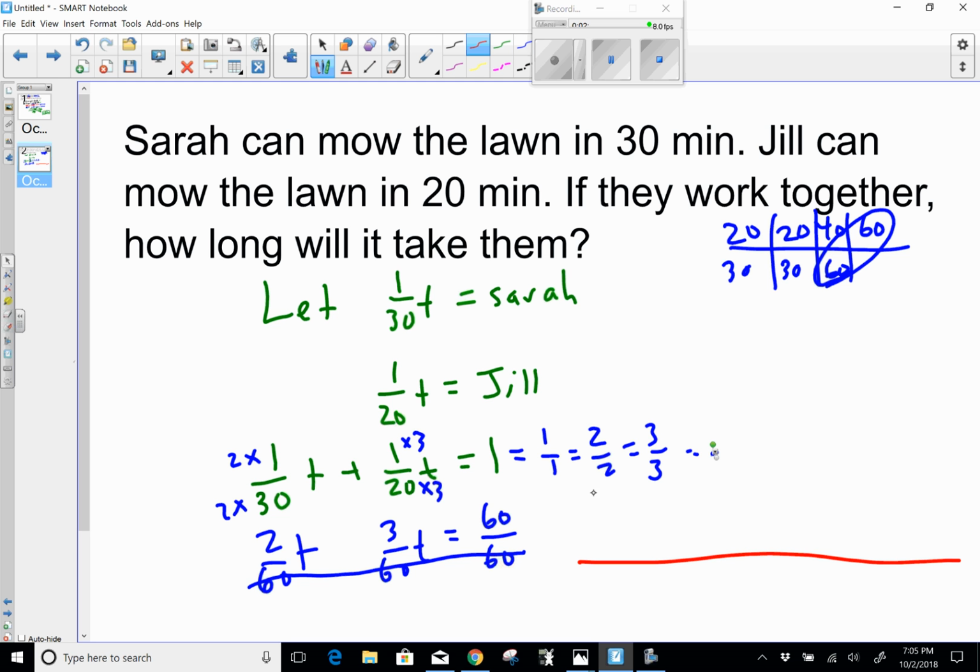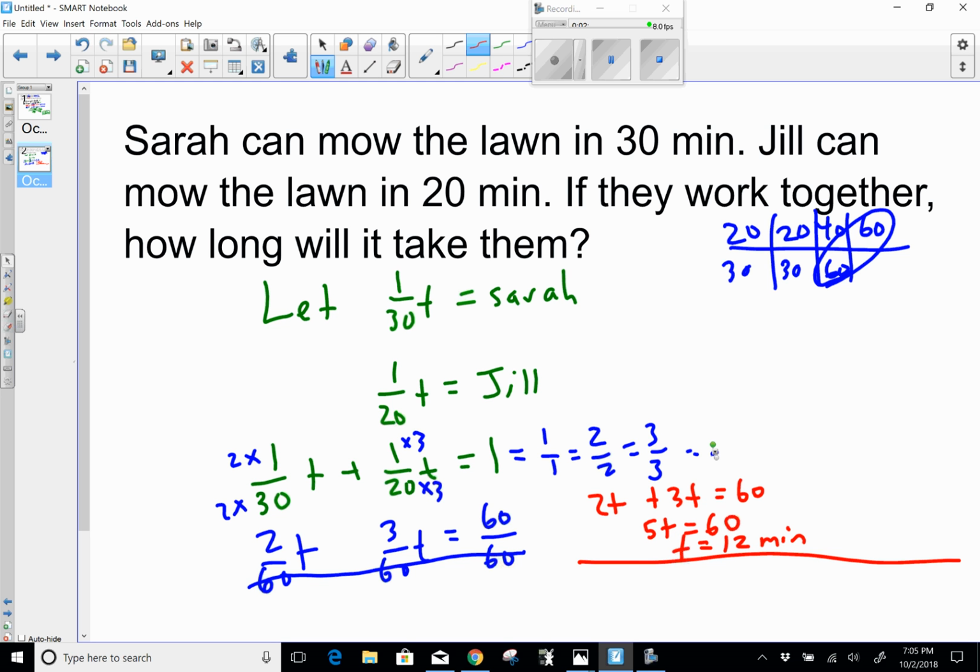So we have 2t plus 3t is equal to 60. So we get 5t is equal to 60, and divide both sides by 5 and you get t is equal to 12. So it's going to take 12 minutes.